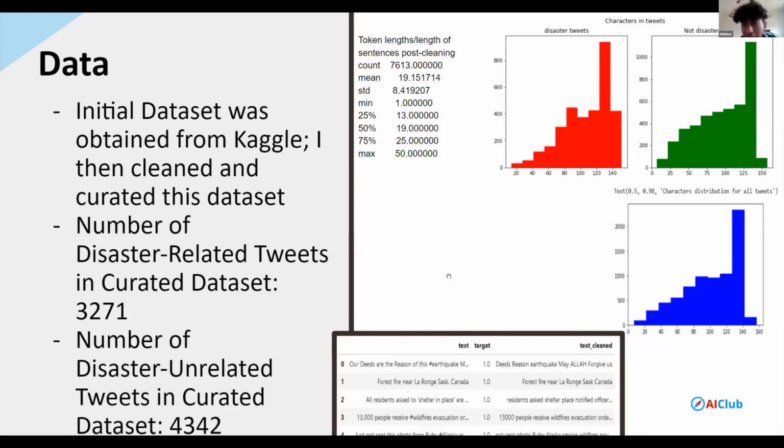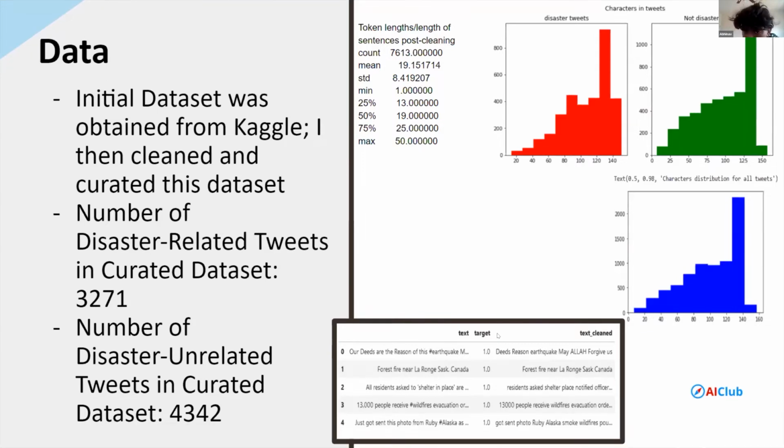And then right here at the bottom, you can just see the actual tweets and you can see the text clean. So the text is the original tweets. The target is the classification, whether it's related to disasters or not. And the text cleaned is the new text once I got rid of the stop words and special characters and whatnot. So the actual AI.